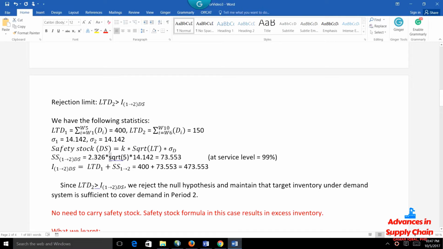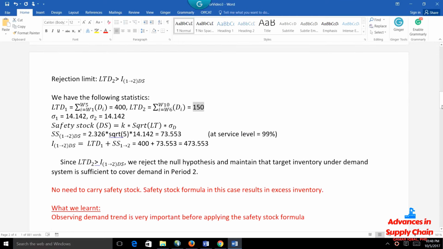Okay, and we know that lead time is 5 weeks, and the standard deviation is 14.14. We put these in the safety stock formula, we get the safety stock 73.55, and we put it in the inventory equation. 400 is the lead time demand for period 1 plus safety stock, and you will get 473.553. As you can see, the inventory for period 2 is 473, much higher than lead time demand for period 2, which is 150. So more than enough to support the demand for period 2, right?